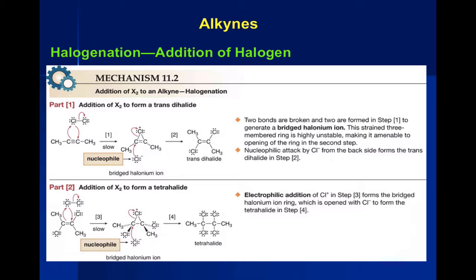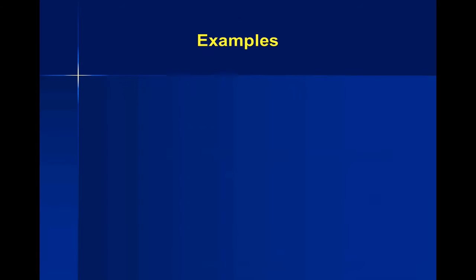You open that up. Now we have the trans dihalide, but now we have a carbon-carbon double bond again, which simply reacts with another molecule of halogen. You now end up with this chloronium species. You have the second equivalent of chloride come in and open that up, and you end up with the tetrahalide. So again, nothing particularly new there. Okay? So let's look at some examples of things.